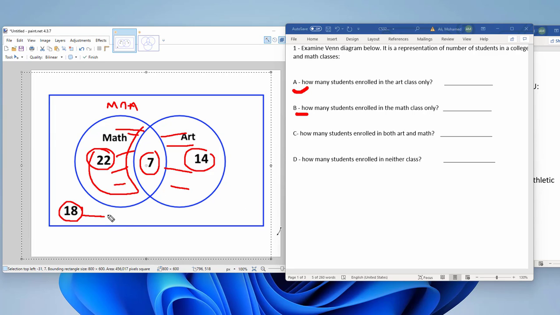So if we want to answer that right away, how many students are enrolled in neither class? You can see this is 18. How many students are enrolled in both math and art? 7. That's that number there, the intersection. How many students are enrolled in math class only? That's the 22. How many students are enrolled in art class only? That is 14. Hopefully this is now clear to you.